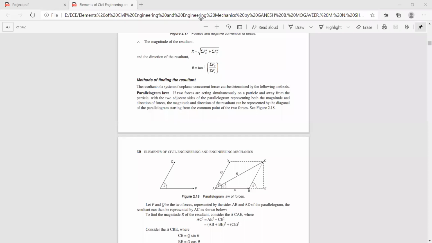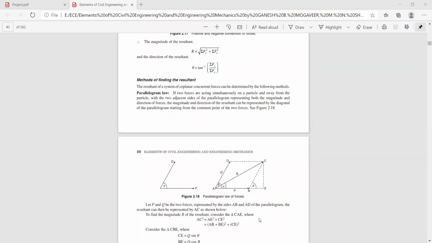Am I audible? Yes, sir. Okay, can you see the screen share? Yes, sir. Screen share is visible. I hope it is visible.